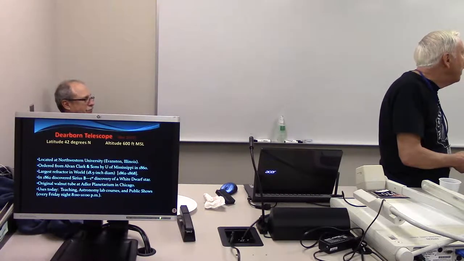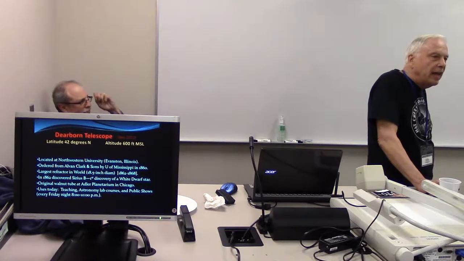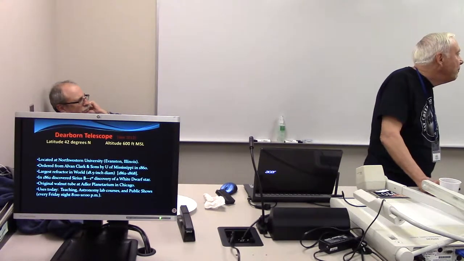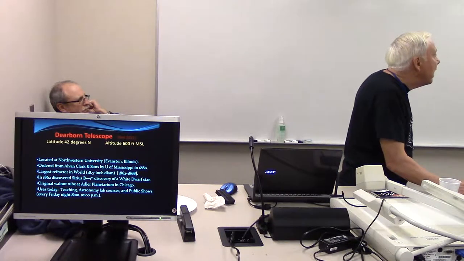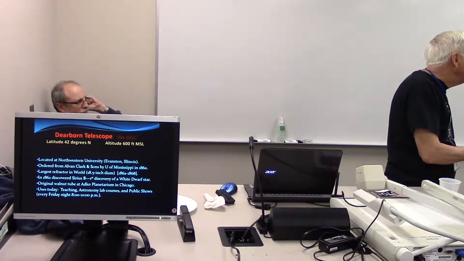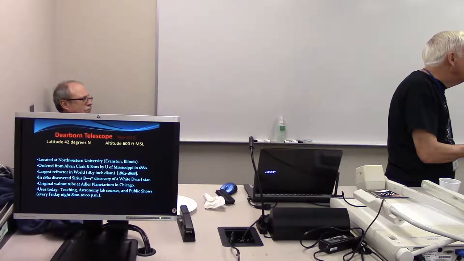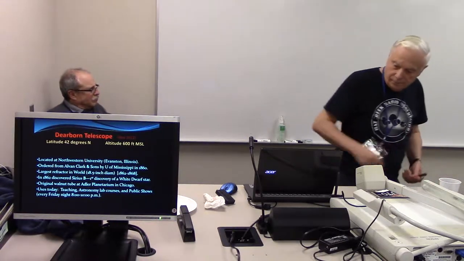Something of interest is, back in 1862, with this telescope, they discovered Sirius B, the companion star for Sirius A, which is the brightest star in our sky. In case you're not aware, Sirius B is a white dwarf star. These are little tiny stars, about the size of the Earth, but may have even more mass than our own sun. So today it's not used in research, it's used for teaching purposes. But they also have public shows there, every Friday night from 8 till 10. So if you're in Chicago on a Friday evening, this is something worthwhile going to see.